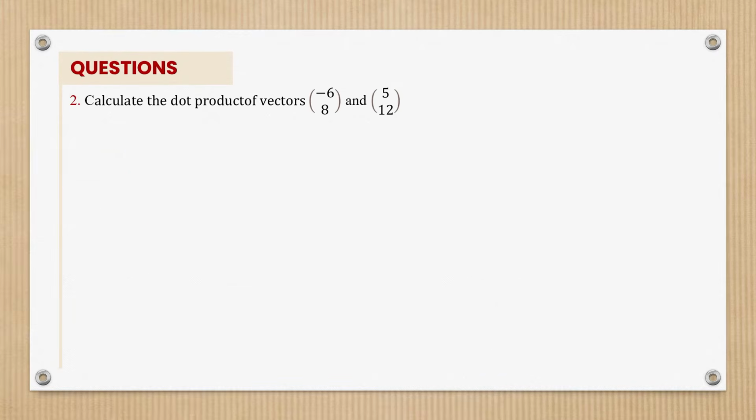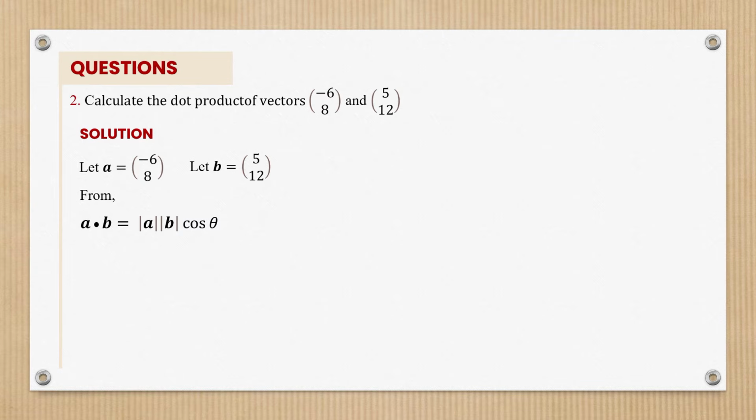Let's look at question number 2. Calculate the dot product of the vectors (-6, 8) and (5, 12). So we're going to let A be equal to (-6, 8), B shall be equal to (5, 12). So B represents one column vector and A represents the other column vector.